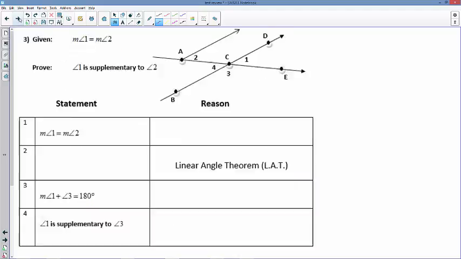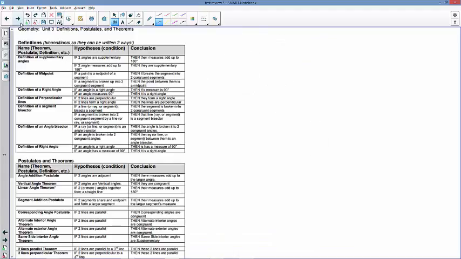So if we go to sheet 3-S, and we look for vertical angles, here it is. We look for vertical angles. Right here. It says if two angles are vertical angles, then they are congruent. Okay, so we're looking for two vertical angles in the proof.